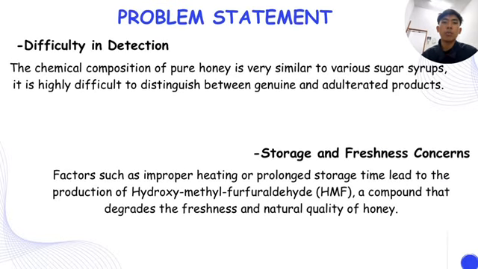Next, we move to problem statement. Difficulty in detection. The chemical composition of pure honey is very similar to various sugar syrups. It is highly difficult to distinguish between genuine and adulterated products. Storage and freshness concern. Factors such as improper heating or prolonged storage time lead to the production of hydroxymethylfurfural, a compound that degrades the freshness and natural quality of honey.